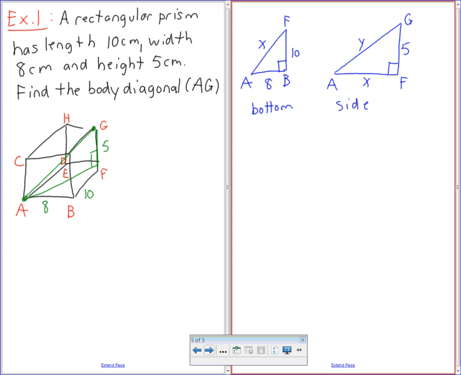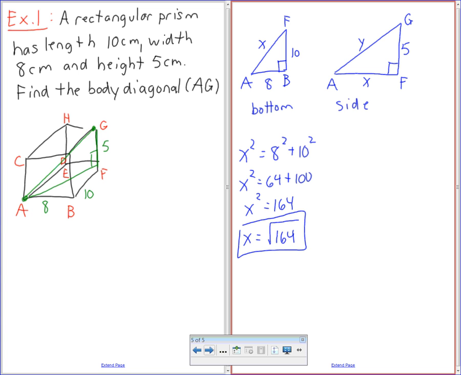All right, so let's do this here. I can't do this in my head. I'm going to use square roots because I like square roots. What is the principal term? They call it the body diagonal property. So X squared is 64 plus 100. X squared equals 164. So I'm going to say then y squared equals the square root of 164 squared plus 5 squared. That's equal to 164 plus 25 is 189.